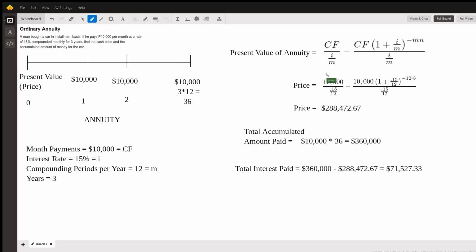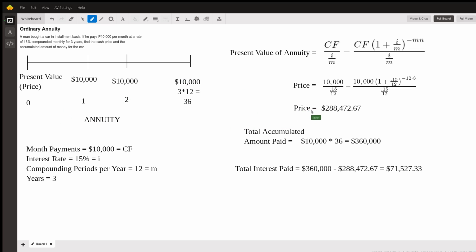Just like this situation, which is a periodic payment of the same amount. So we've gone ahead and substituted those values in right here, which has given us a total value of $288,472.67. That is the present value of an annuity. We would also consider it the price of this car. This is the value of that car today.